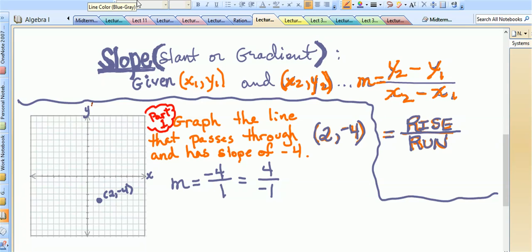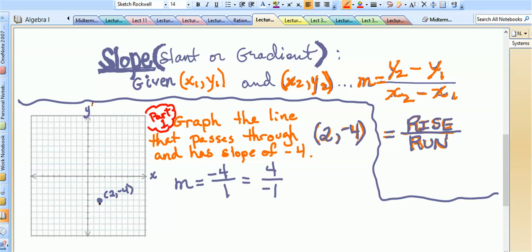So let's rise negative 4, which is really fall. So we'll go down 4. Let me make a little arrow. I'll do a little light green arrow for my steps. Okay, so from this point, we go down 4, fall 4, 1, 2, 3, 4. And from here, we'll run 1. And here is where we end up. This would be another point on that line, okay? So this is where you want to fill in a point.